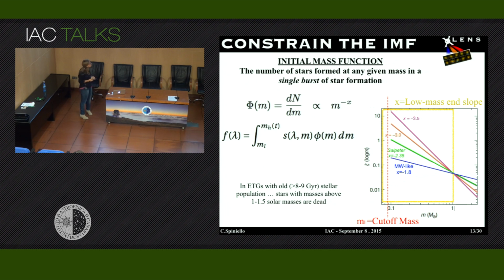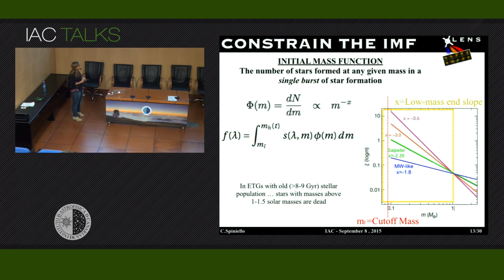And another thing to pay attention to is that we are only talking about the low mass end of the initial mass function. That means that we're stopping at roughly 1.5 solar masses, because we are dealing with very old stellar population systems, and in this kind of population, everything above 1.5 solar masses is already dead by now. So we can put constraints only on this part of the IMF.